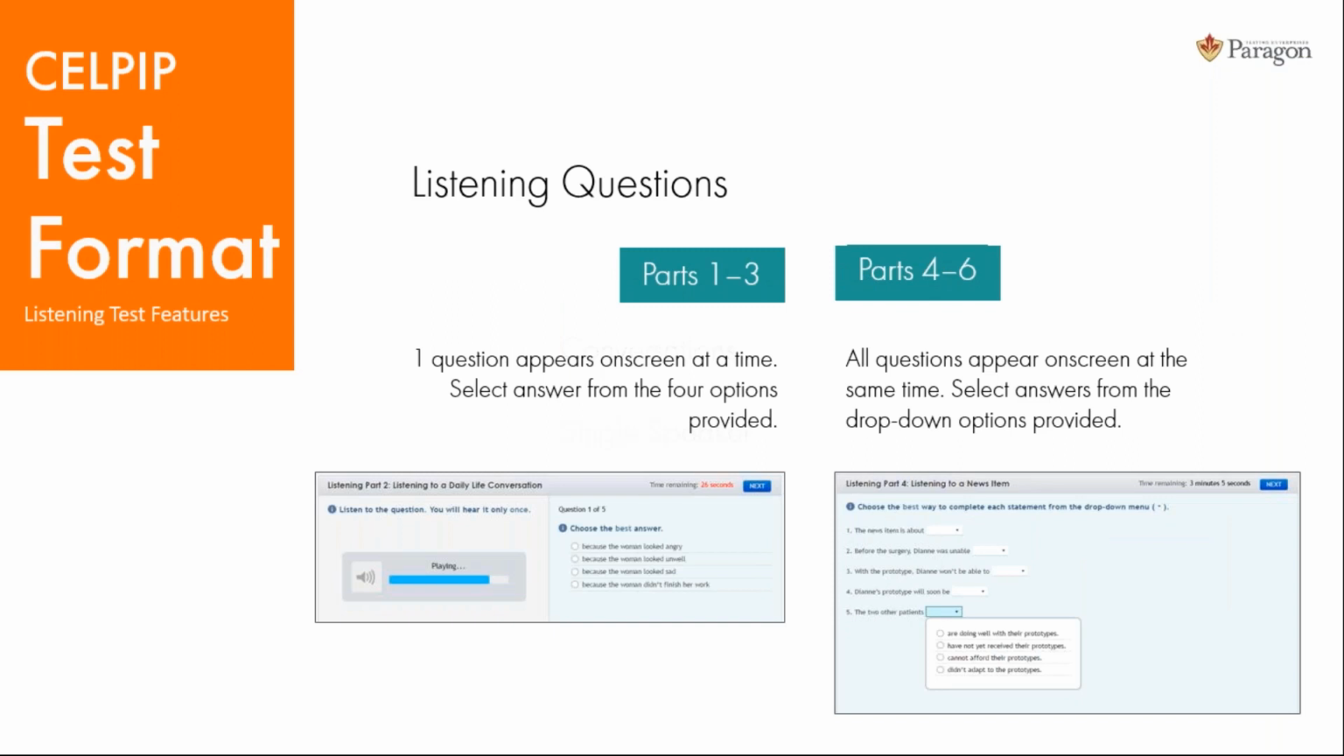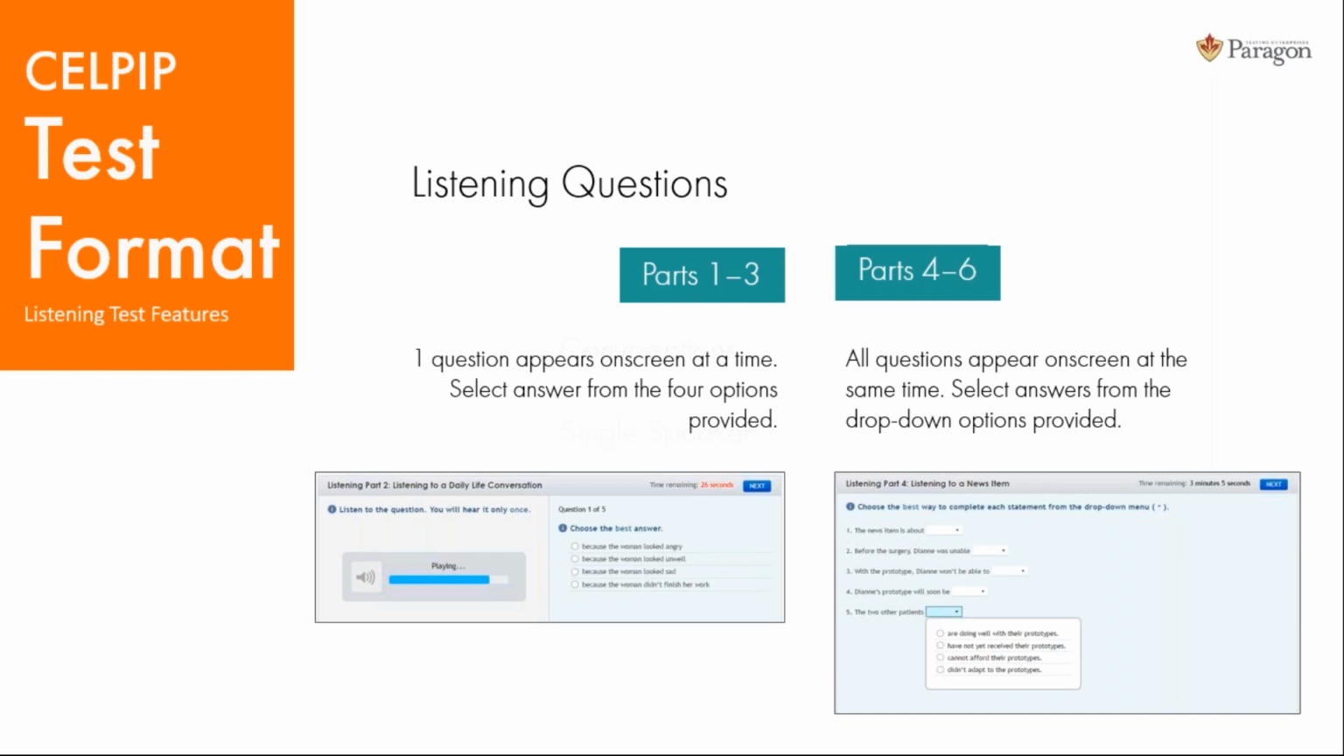There are two basic types of listening tasks. For parts 1 to 3, the questions appear on the screen one at a time, so you go through each question one at a time. But you'll notice that in parts 4 to 6, it changes. You have 5 questions, for example, on the same screen. So your timer changes as well.